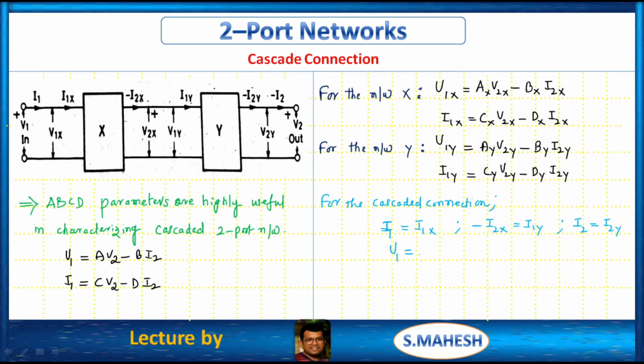Like that, V1 is equal to V1X. V2X is nothing but V1Y, right? The output of the first network should be equal to the input of the second one. And V2 is equal to V2Y.